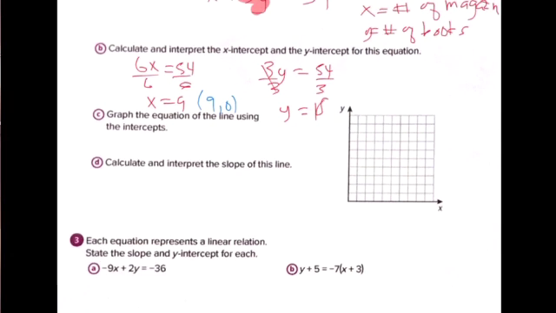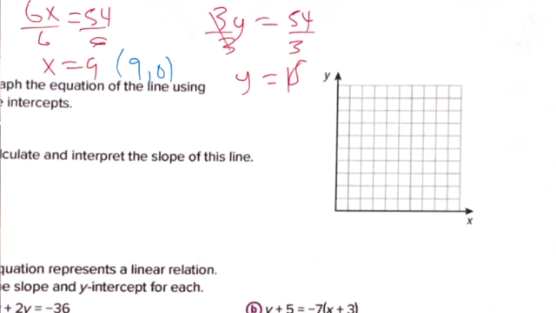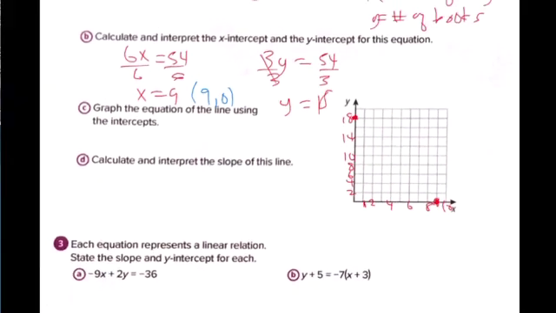Graph using the intercepts. Okay, I can count these by 1. 1, 2, 3, 4, 5, 6, 7, 8, 9, 10. X-intercept here. Count these by 2: 2, 4, 6, 8, 10, 12, 14, 16, 18. 18 is right there. Oh, we need to label them. Guys, make sure you label the graph.